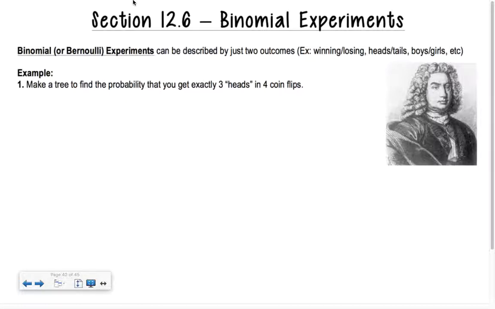So number 1: make a tree to find the probability that you get exactly 3 heads in 4 coin flips. Hopefully you guys have started that tree. For the first coin flip, you can have heads or tails. And the second one, you also get heads or tails. So right now, with just 2 coin flips, you could have heads, heads, heads, tails, tails, heads, tails, tails. And we go one more time.